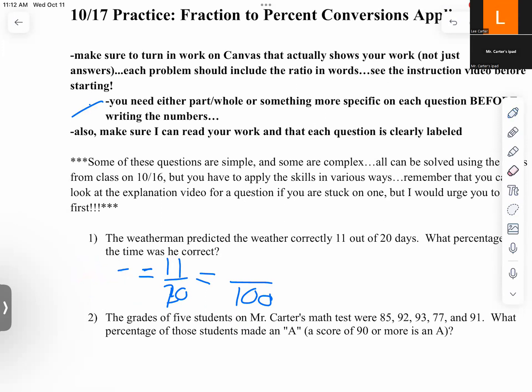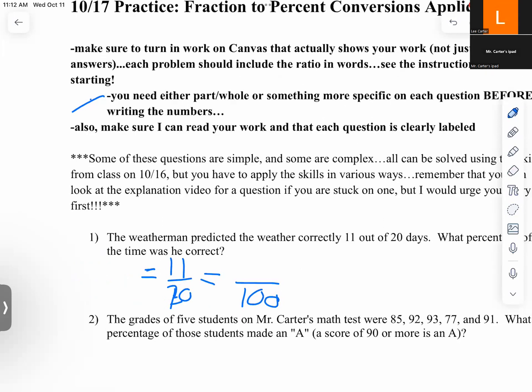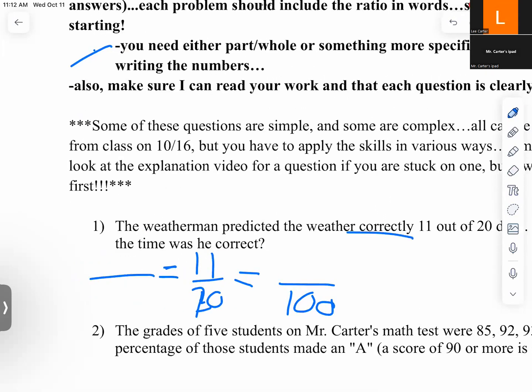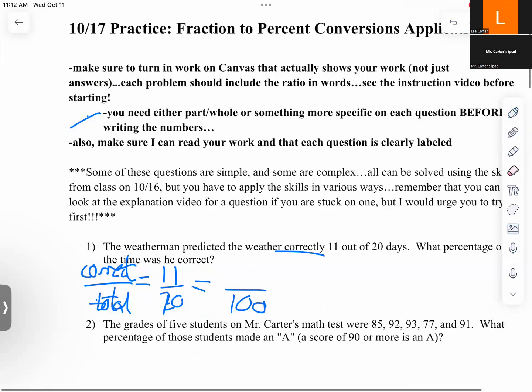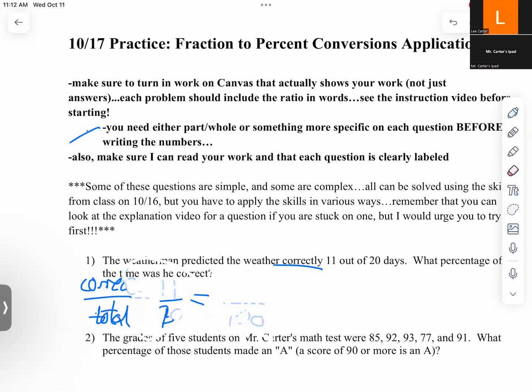The point I'm making with this instruction is that instead of writing part over whole, you actually could also have written, let's see, the days he was correct out of the whole, or out of the total days. You could have written something like that also, and that would be perfectly fine. So that's my point with this instruction: you either need part over whole or some other, more specific wording. That works fine too.